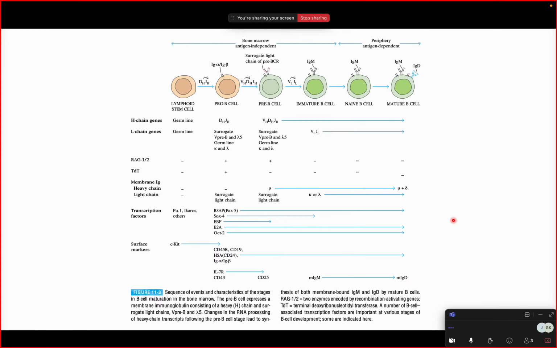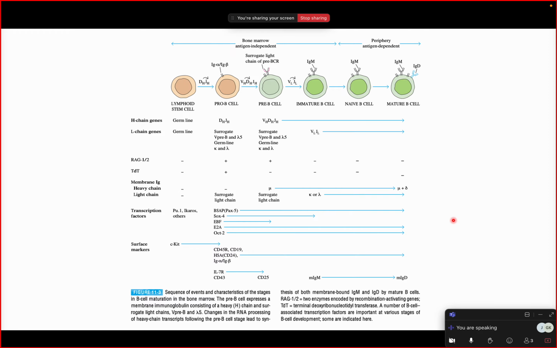Okay, this might seem familiar as well as a little bit difficult, but we have already covered this. Even in the class lectures, this topic has been covered. So at what stage what happens, or basically the sequence of events and characteristics of the stages in the B cell maturation. So B cell maturation takes place in bone marrow. So what will be the stages?